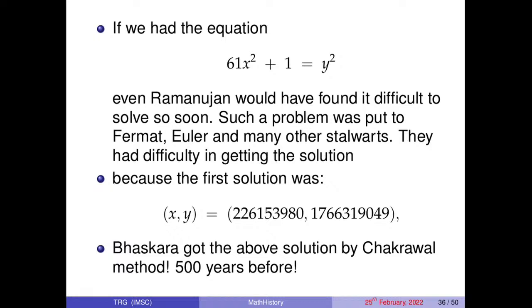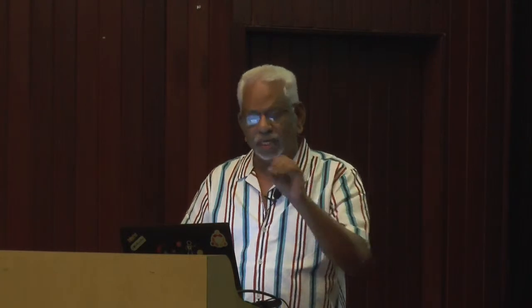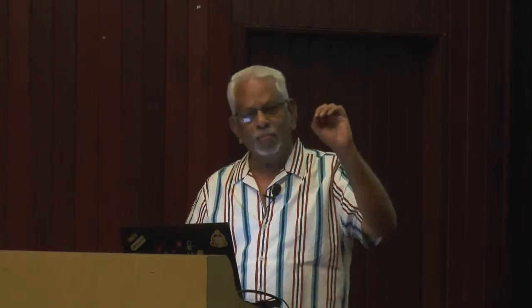Bhaskara got the above solution 500 years before these people by a method called the Chakravala method, which in my opinion is outstanding. What he did was, there are 3 numbers, x, y and n. He went from x, y to x prime, y prime by what I will now call an SL2Z transformation, a group theory. He made this transformation and converted the problem some 3 or 4 times and got a problem which looks exactly identical, n prime x prime squared plus 1 is equal to y prime squared, which is easy now because the n prime may be a simpler number. So he solved that problem, went back and got the full solution.